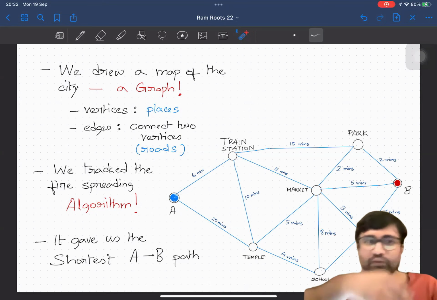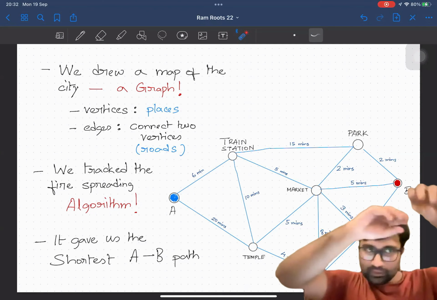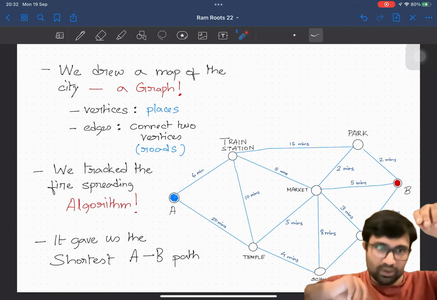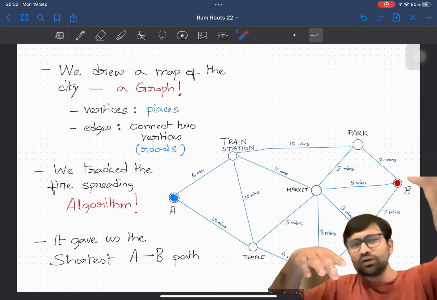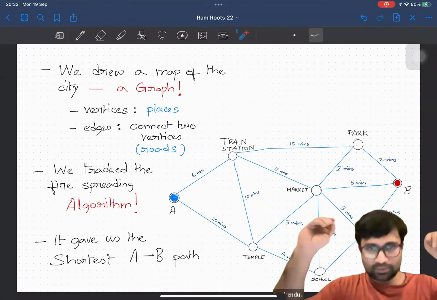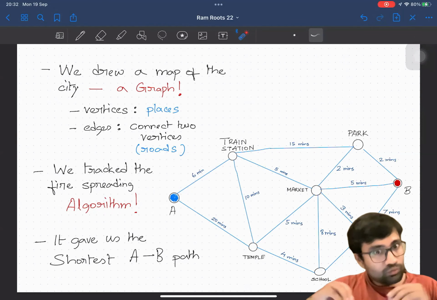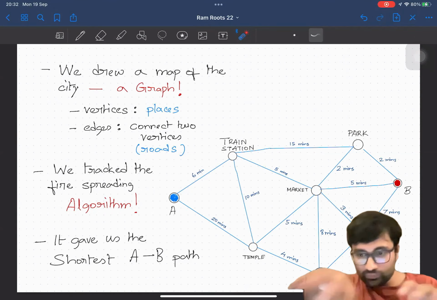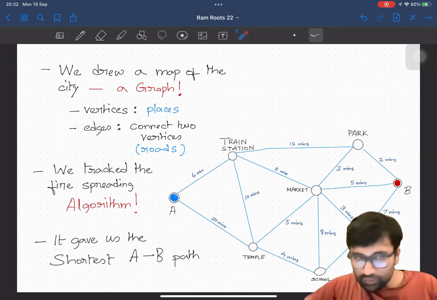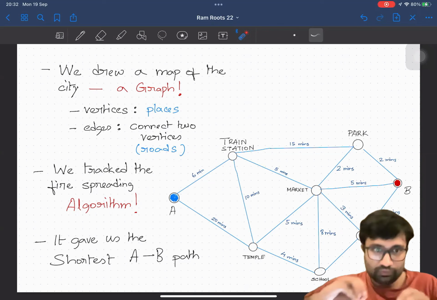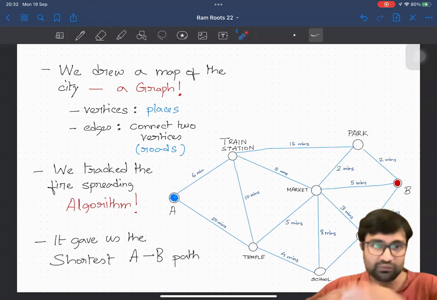Earlier we had an algorithm that finds all possible paths from A to B, computes the time taken by each of those paths, and then finds the one with the smallest time, right? That would have taken a lot of time because there are many paths from A to B. But this fire spreading algorithm will not do all those computations. It will run much faster and give you the answer very quickly. This is what we try to do: come up with an algorithm which is guaranteed to run very fast and guaranteed to give you the best answer.